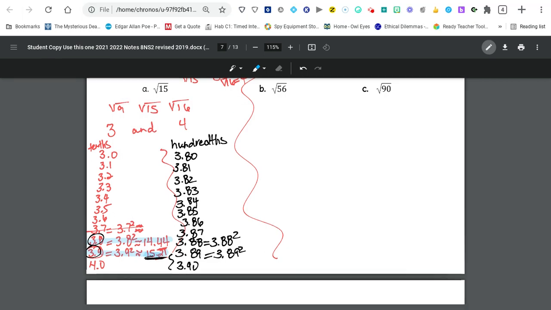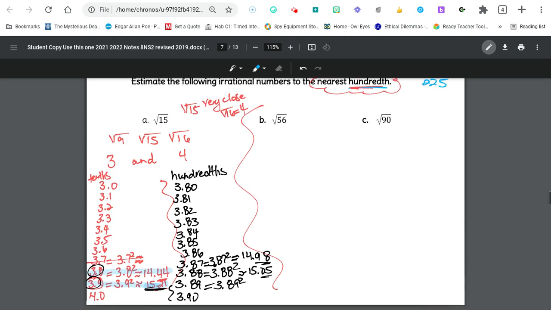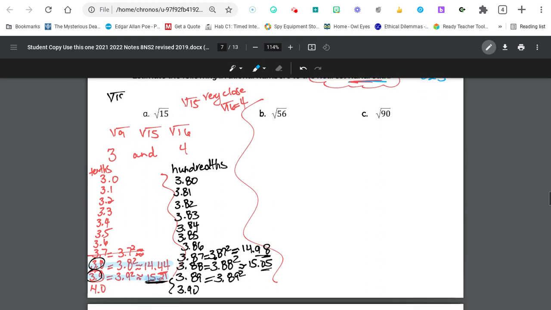All right, so this, if I square that, is approximately 14 and 98/100. And this approximated is 15 and 5/100. This is like 5 cents away from 15, and this is only 2 cents away from 15, the 98 cents. So to the nearest hundredth, I'm going to approximate the square root of 15 to 3 and 87/100, guys.